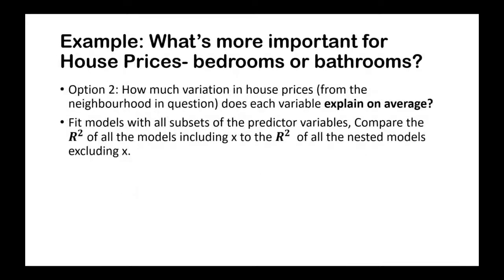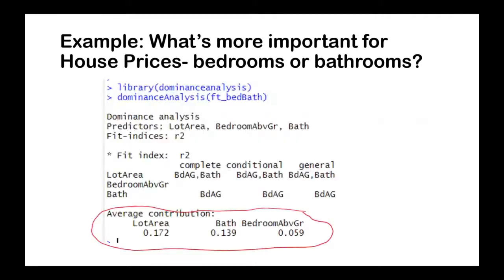It's a complicated formula, but how do you do it? There are packages that can do that for you, so you don't have to do that tricky coding yourself. So if we look at the average contribution of bedrooms versus the average contribution of bathrooms to house prices, by fitting models with all subsets of the predictor variables, here it's 8 models because there were only 3 predictors. Comparing the R²s, you can get the average contribution.